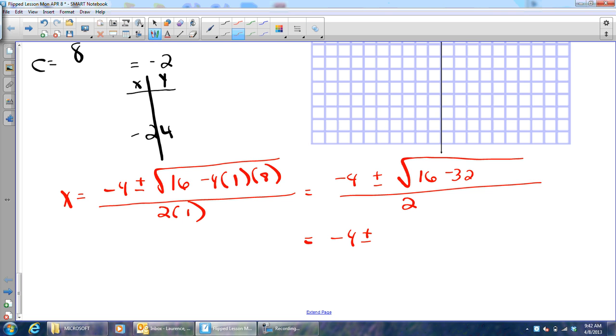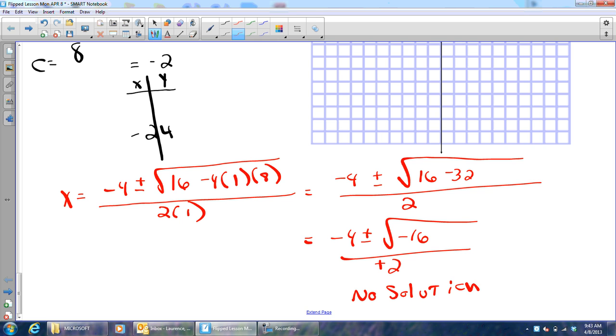16 minus 32 is negative 32. Do you know the square root of negative 32? Well, if you think you do, you don't. So, we do not know the square root of negative 32. This problem has no solution or no roots. That doesn't mean we can't do it. It means it doesn't cross the x-axis.